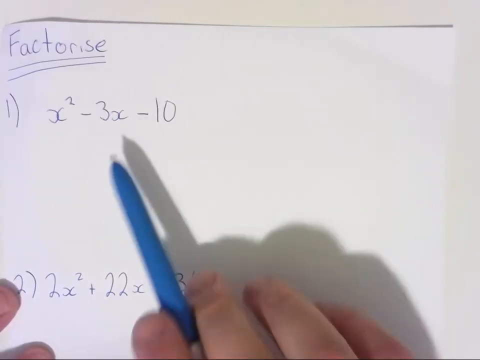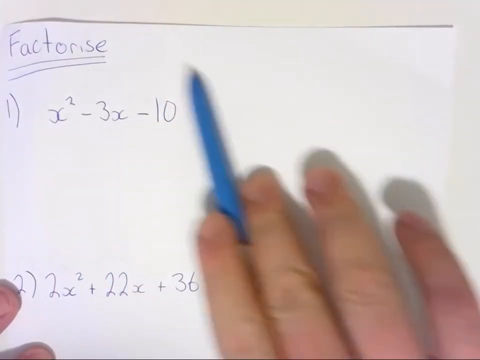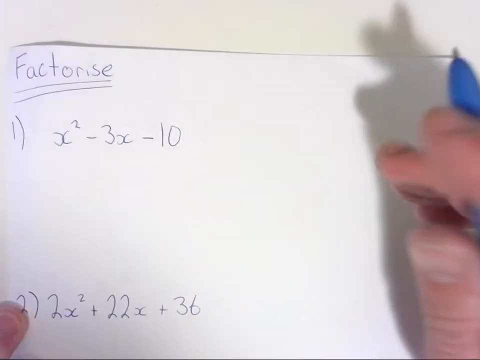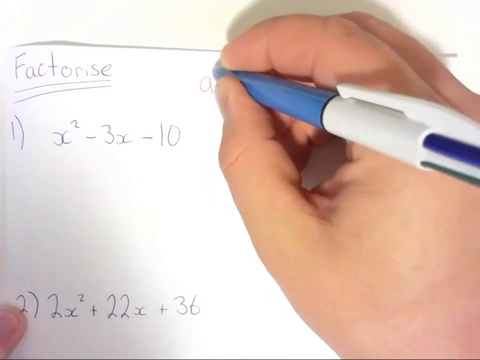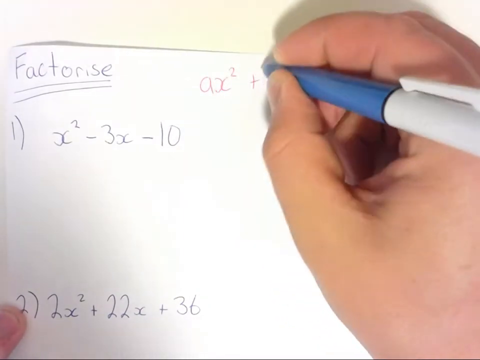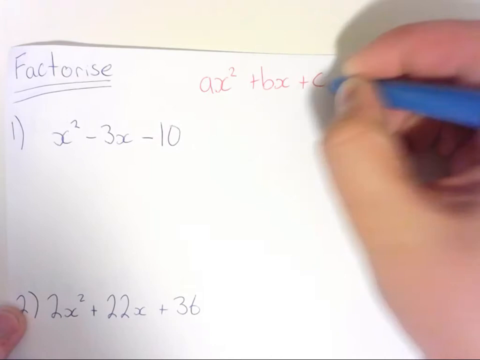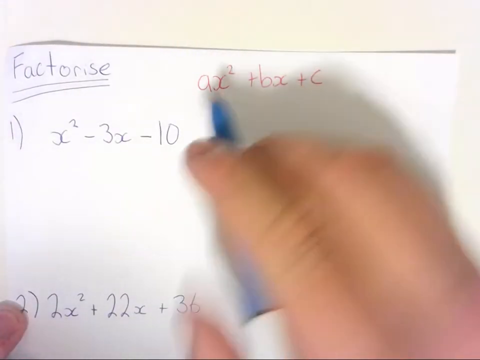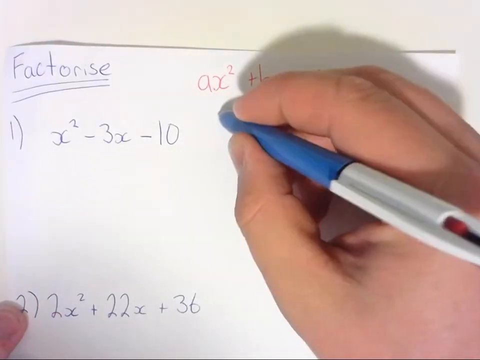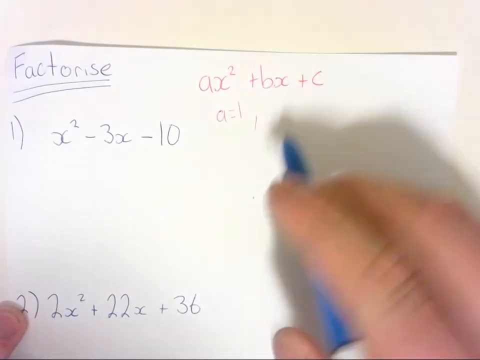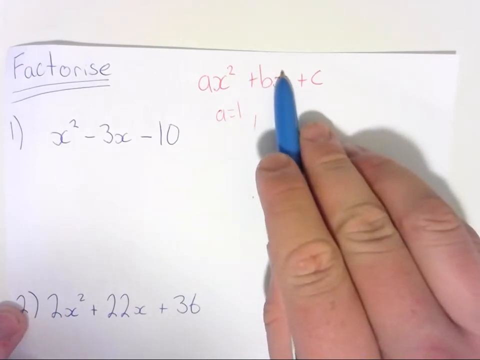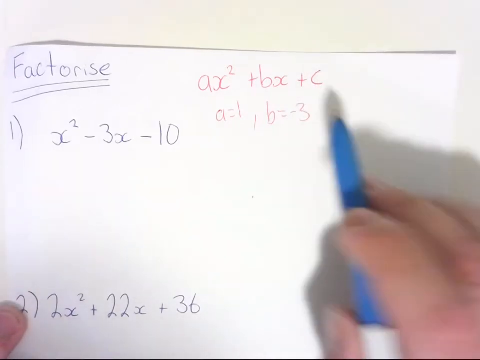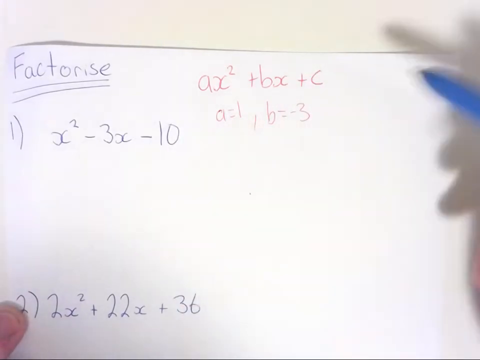Now, whenever we start looking at our factorising problems, whenever we're looking at something like this, this is a quadratic. The reason I know it's quadratic is because all quadratics have this sort of form: ax squared plus bx plus c. In this particular situation, my a value, my coefficient of x squared, is equal to 1. My b value, the coefficient of just x, is equal to -3. And my c, my constant value, is equal to -10.